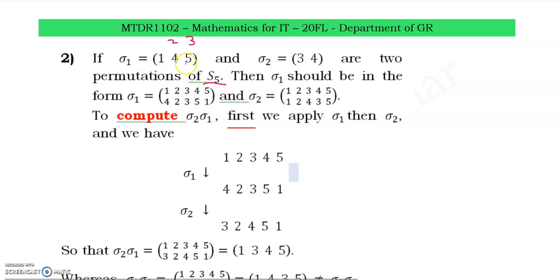1 goes to 4, 4 goes to 5, 5 goes to 1, which means 1 goes to 4. So I am writing for 1, 4. I am writing for 4, 5. I am writing for 5, 1. Similarly, you write sigma 2. Now, what we are going to check is whether the commutative property is true or false for these permutations.